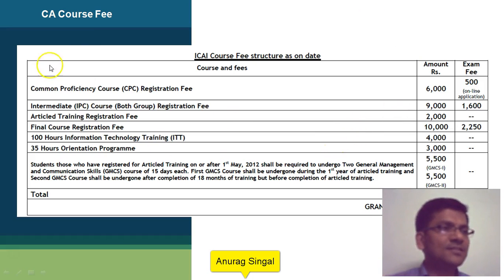So here is something so interesting. If you look at the CA course fee, CPT, IPCC, article registration, final registration, IT training, 35 hours orientation, GMCS 1, GMCS 2, overall it's 45,000 and the exam fees is 4,350. So 49,350 is all the CA Institute takes from you to help you become a chartered accountant.